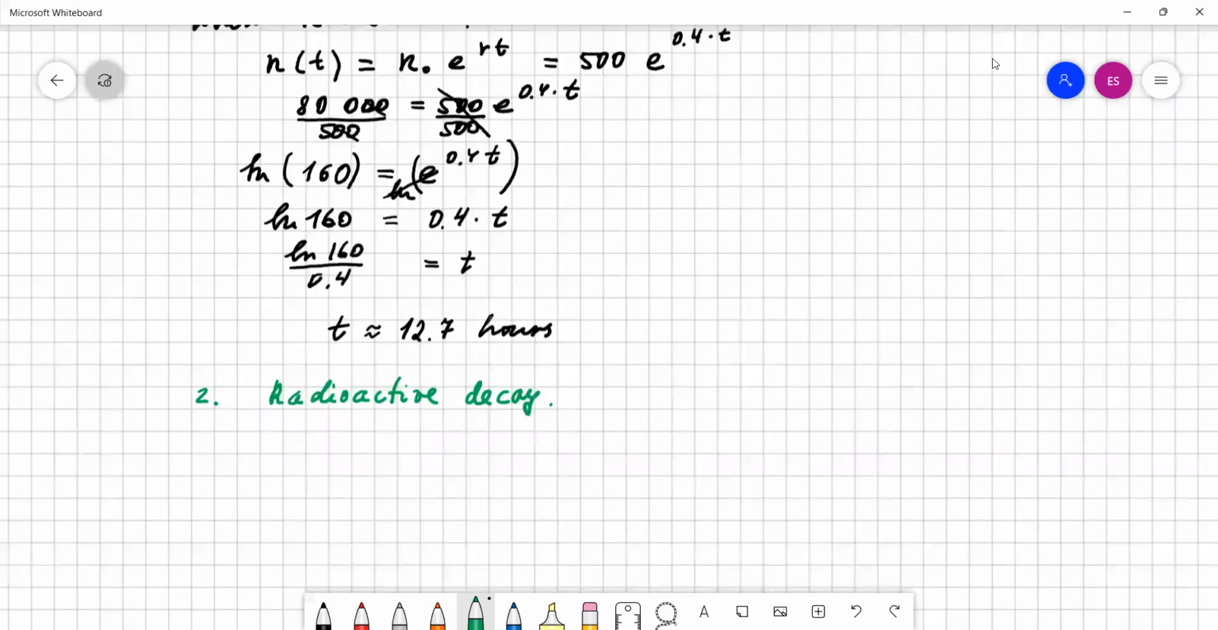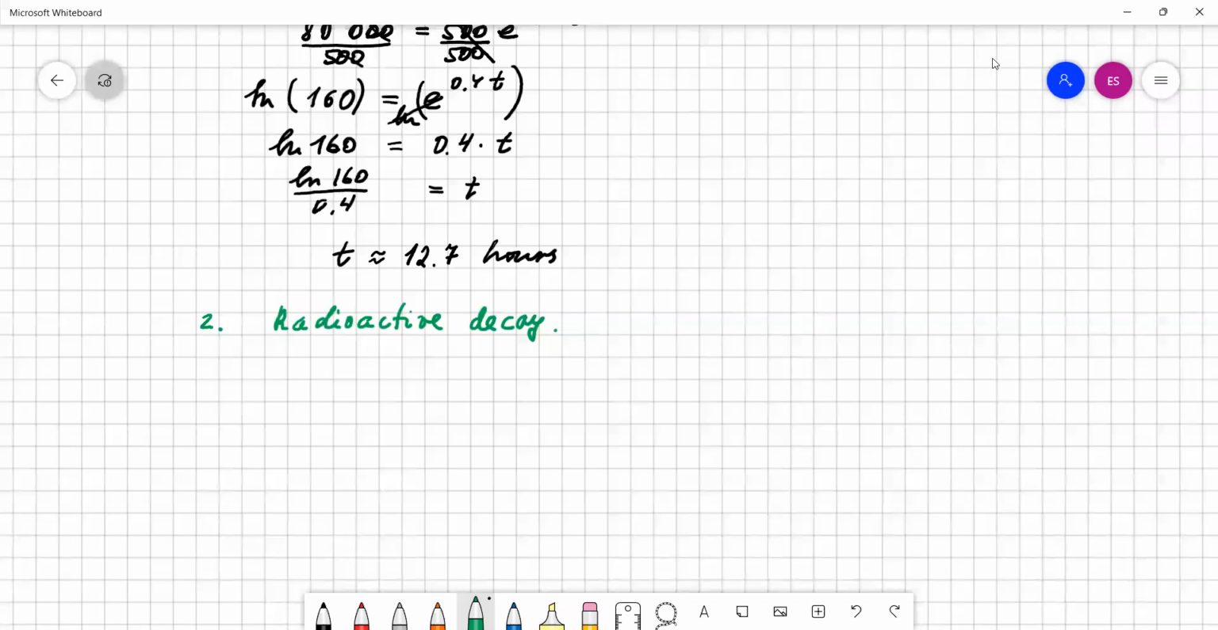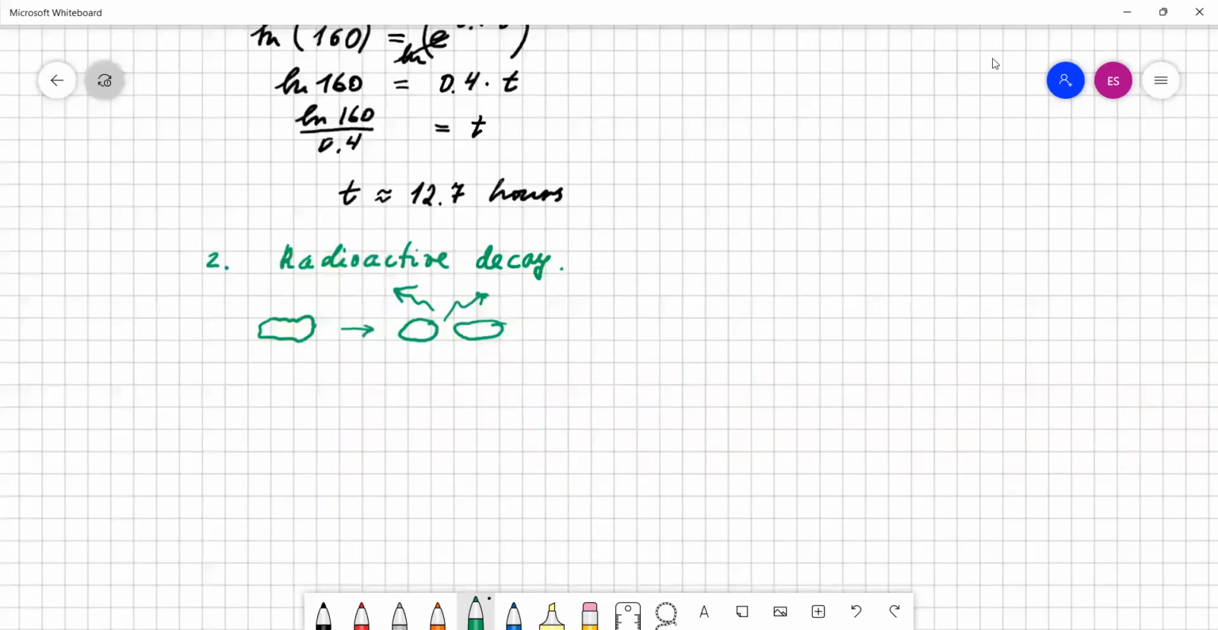What is radioactive decay? Well, you know that there are some radioactive materials, right? What happens to radioactive materials? Well, they are not stable. So not stable means that eventually they split in two parts. So imagine that was a nucleus of one material, and eventually it splits into two smaller ones, and there's some energy going away also. This process is called spontaneous radioactive decay.